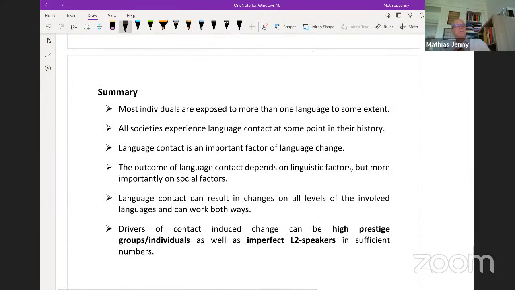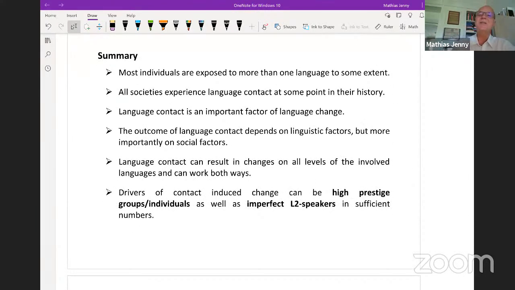So to sum up this language contact general part, it's important to always keep in mind that most individuals are exposed to more than one language to some extent. No one really grows up speaking only one language or using only one language. And this is especially true for societies. So there is no language that is not influenced by other languages. So again, prescriptive linguists who try to keep French as pure as possible, it cannot work because French is in contact with other languages. It is influenced.